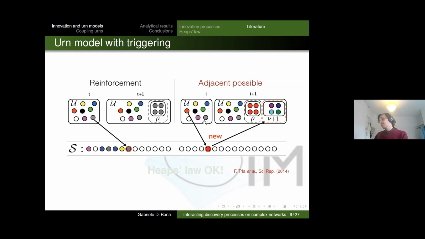And the other dynamic is the addition of possibilities. This is the new part of this model, because the reinforcement mechanism was already there. It's called the Pólya urn, the Pólya's urn.